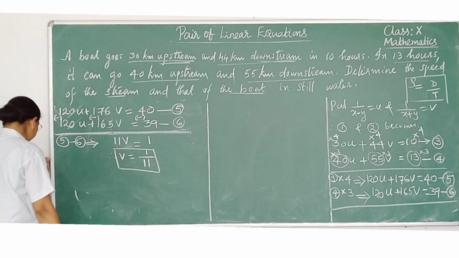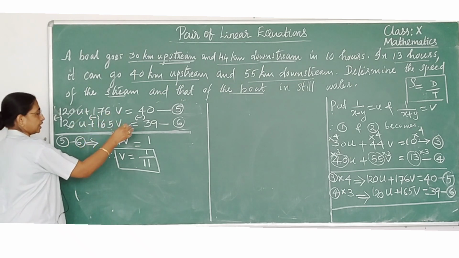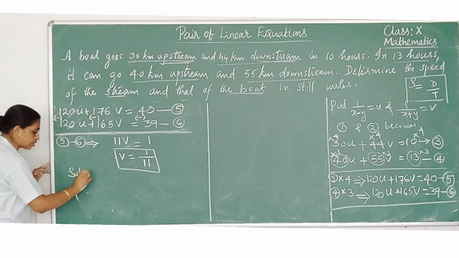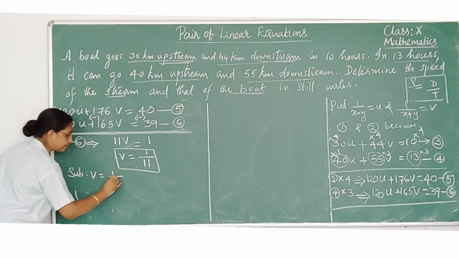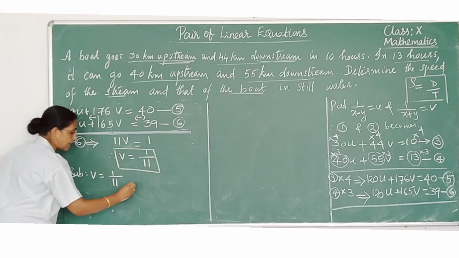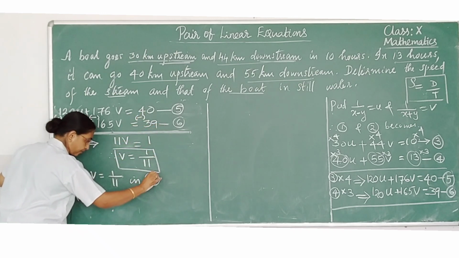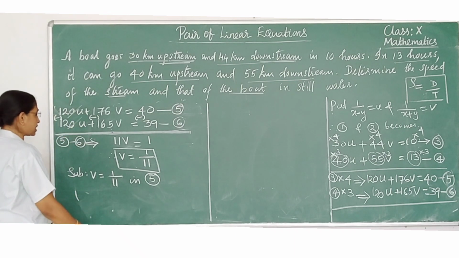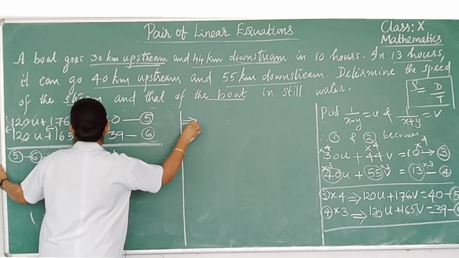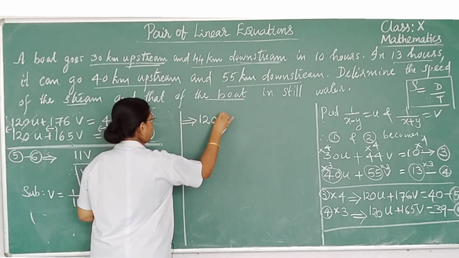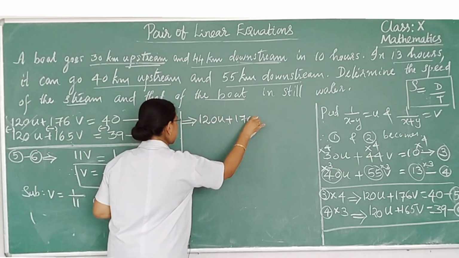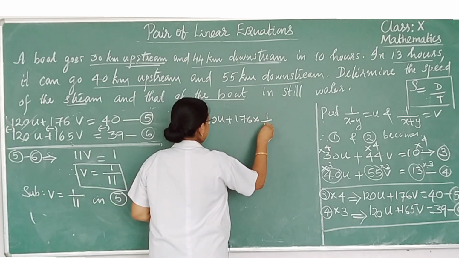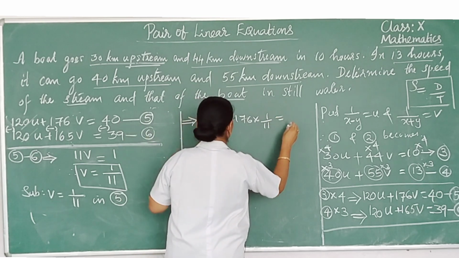In the same way, I am going to find u either by substituting or by eliminating. But here, I am going to substitute v equals 1 by 11 in any of the equations. I am going to substitute in equation number 5. What happens when v becomes equal to 1 by 11? Equation 5 becomes 120u plus 176 into v. What is v? v equals 1 by 11. Your right side is 40.